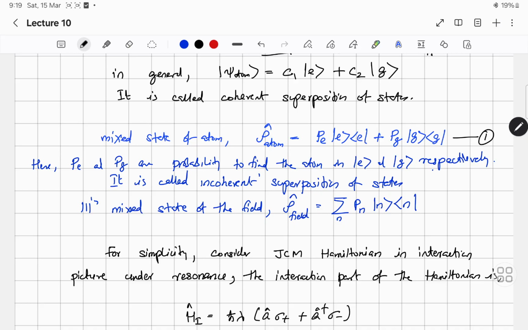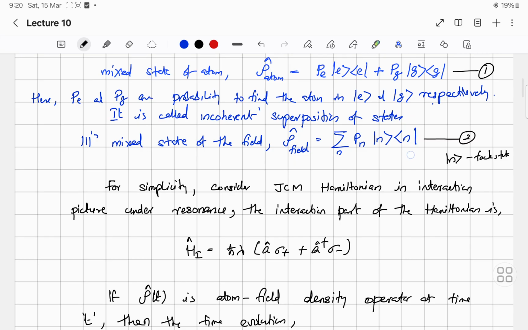In the same way, we can represent the mixed state of the field using the density operator. The density operator of the field is the sum over n of Pn times the outer product |n><n|. Remember, ket n is a pure state having n photons, called the Fock state. In general, the field can have many photons, so its incoherent superposition is the outer product of each state multiplied by the corresponding probability.